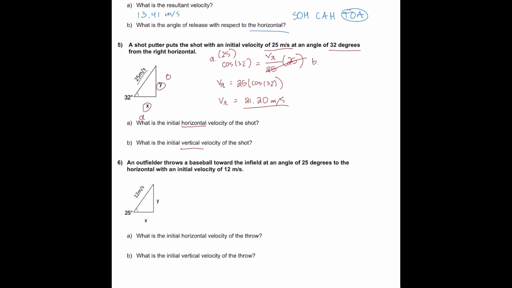Since we are looking for vertical velocity, from the angle, y would be the opposite over hypotenuse. So instead of cosine, it would be sine of 32 equals v of y over the hypotenuse, which is 25. Same process: we multiply each side to get v of y individually on one side. So v of y would be 25 times sine of 32.